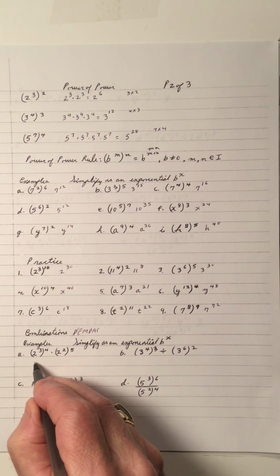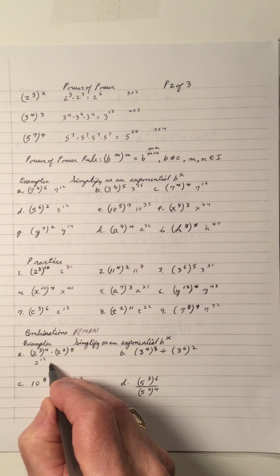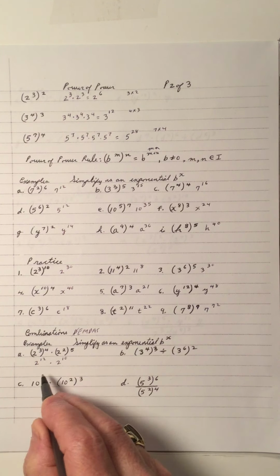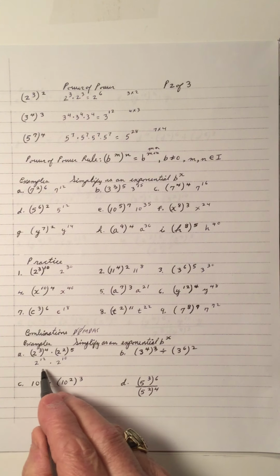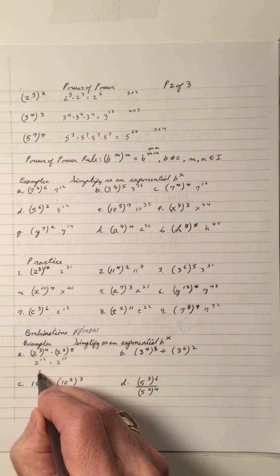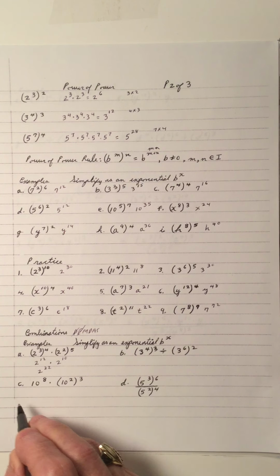So this is the power of a power, so that's 2 to the 12. And that's base of 2, so 2 times 5 is 10. Now we have the exponents done, we will multiply these. Because we're multiplying, we will add the exponents to get 22.